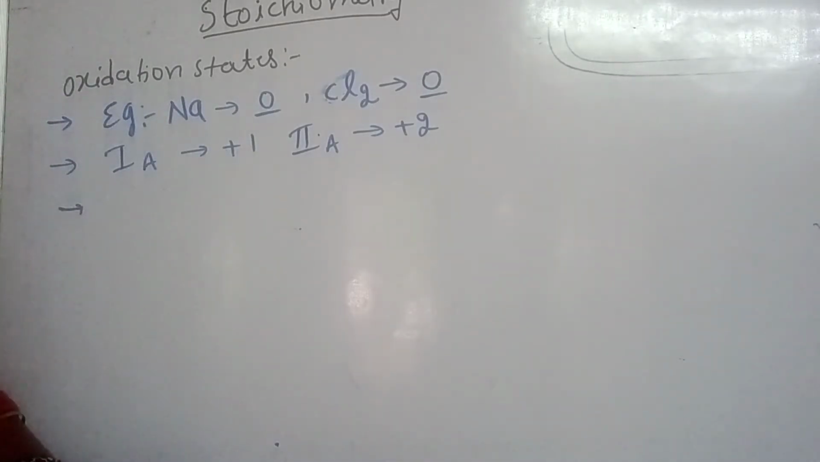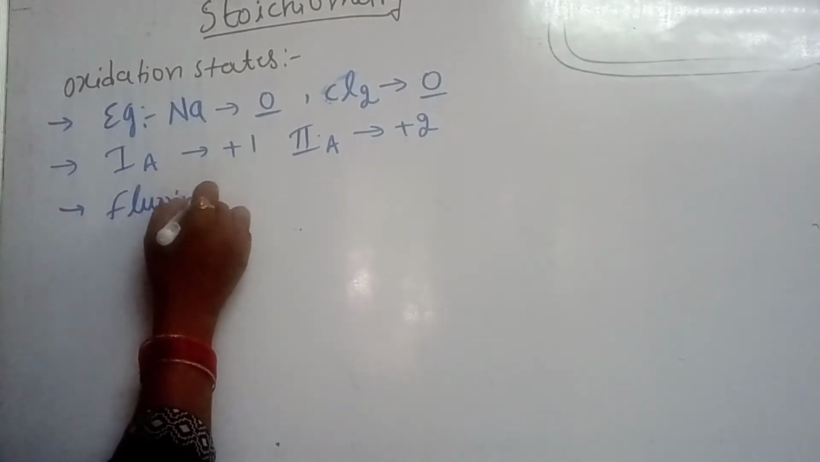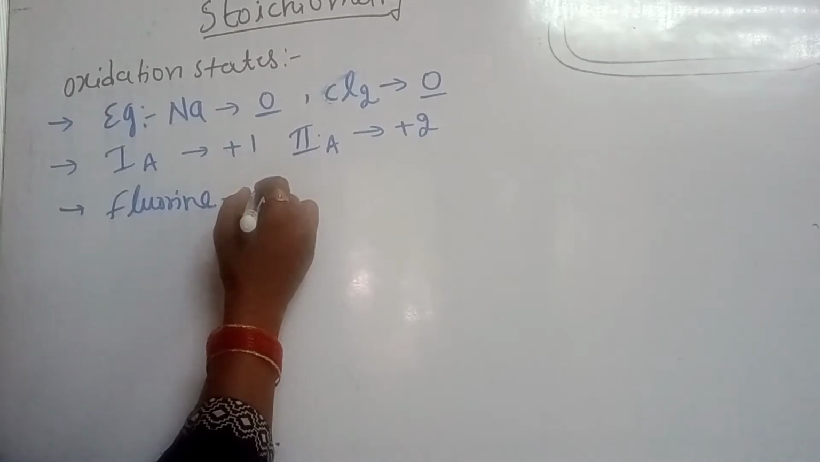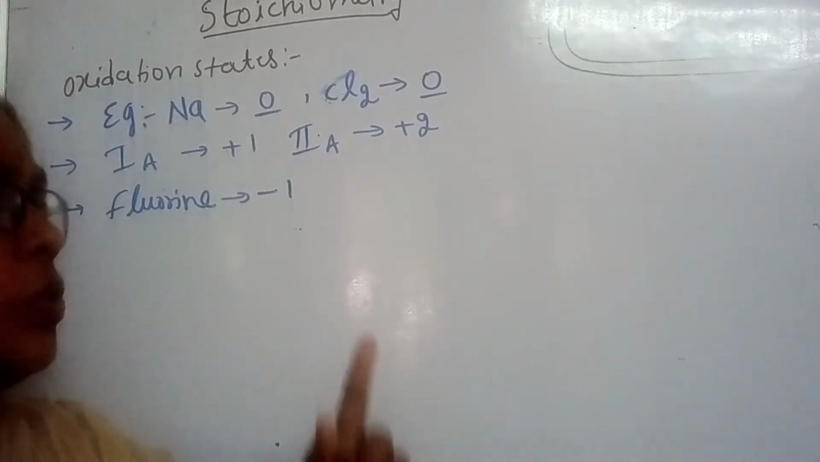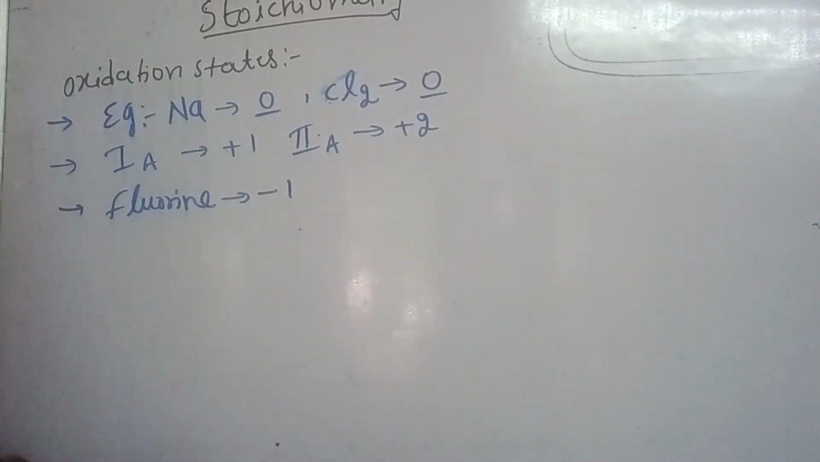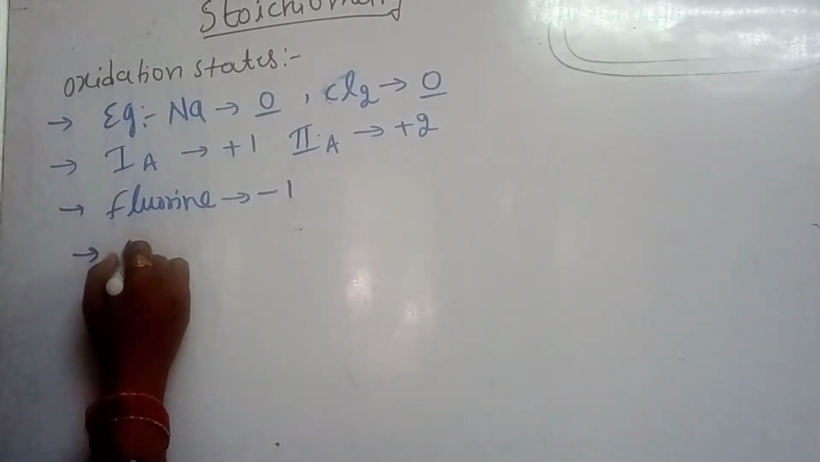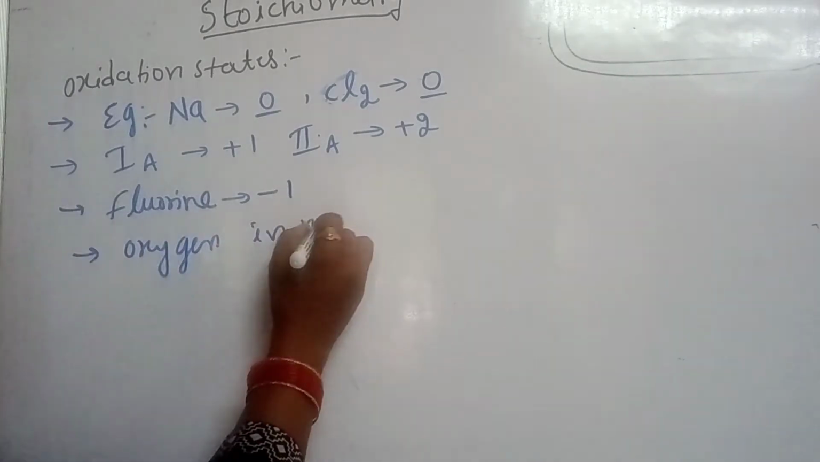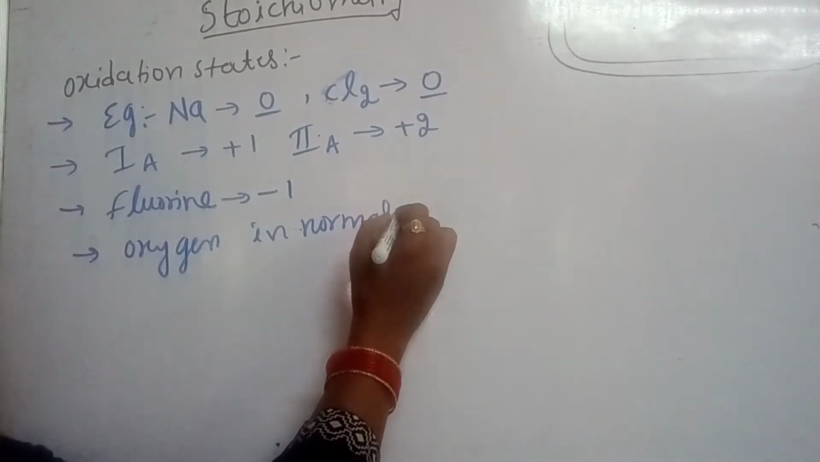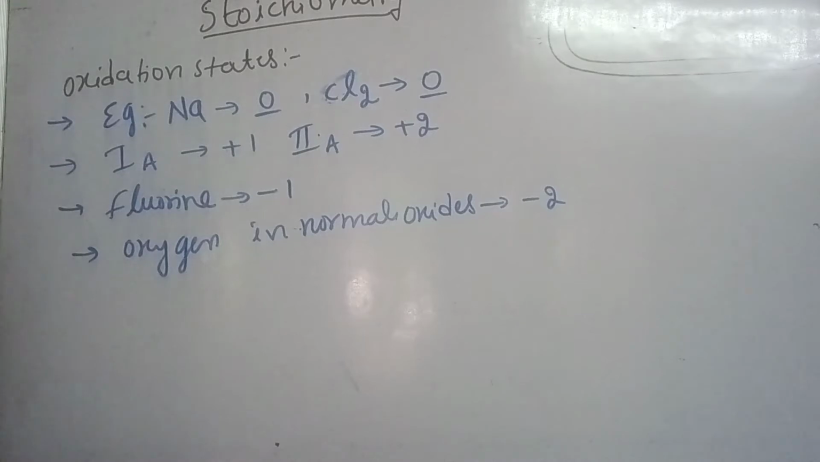The third rule: fluorine. You have to remember these rules always, because by following them we can calculate oxidation states easily. Fluorine in any compound shows only a -1 oxidation state. Next, oxygen. In normal oxides, oxygen shows a -2 oxidation state.